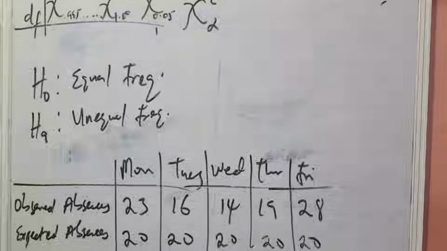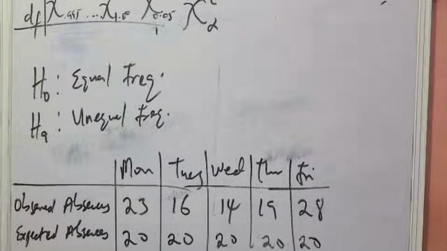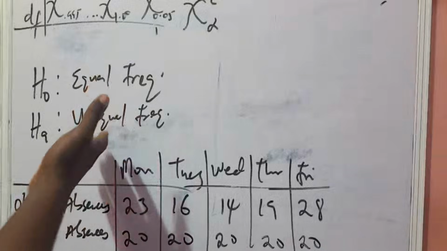So the question for us says, based on this result, do the days for the highest number of absences occur with equal frequency? So do we have equal frequency? That means, is it what this guy was expecting? Is that what happened after the observation was done? Of course, as I said already, this mirrors my null hypothesis and my alternative hypothesis.